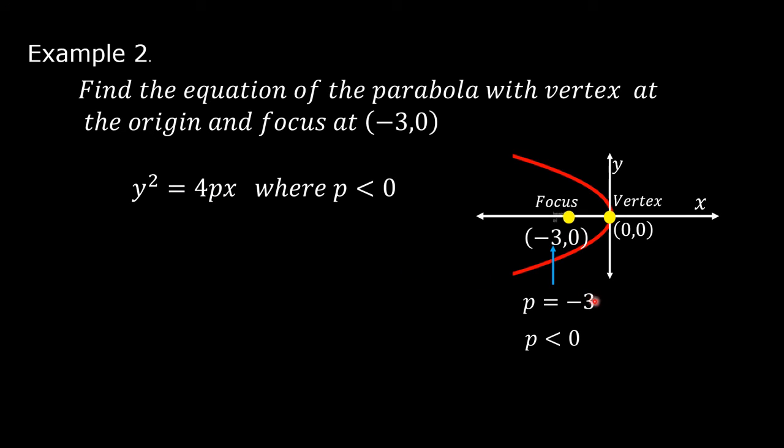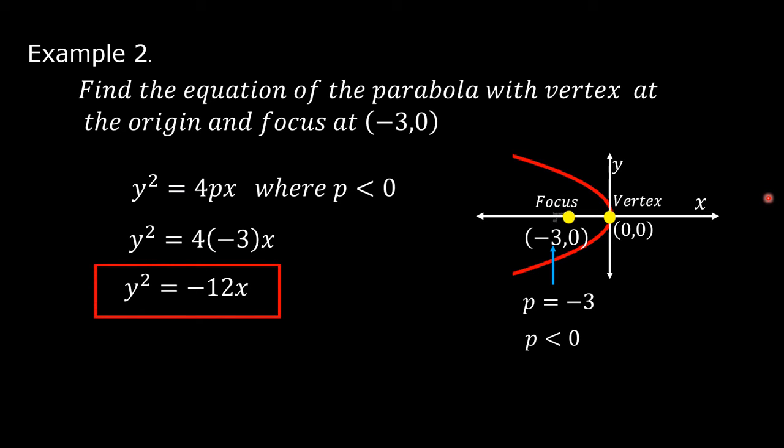Replacing p by negative 3, because p is equal to negative 3, we have y squared is equal to 4 times negative 3 times x. Simplifying, we have y squared is equal to negative 12x. This is the equation of the parabola with the vertex at the origin and focus at point negative 3, 0.